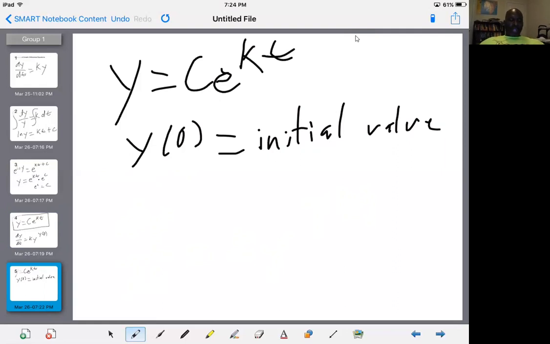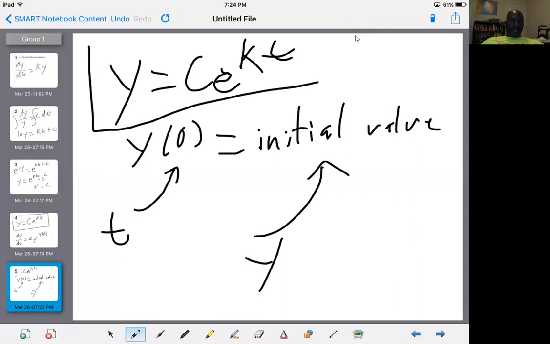All right, so now again, in this initial condition, y of 0, this 0 corresponds to t, and this guy over here corresponds to y. So in the solution, I'm going to plug in 0 for t, and I'm going to plug in initial value for y, and then I should be able to solve for c. So I want to show you exactly what c represents. All right, so let's plug it in. So I'm dealing with this guy here, and I'm going to turn this y into initial value, and I'm going to turn this t into 0. So let's see what happens.